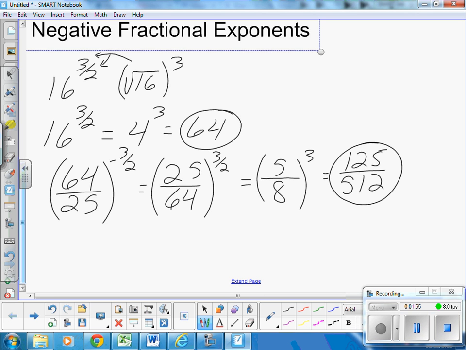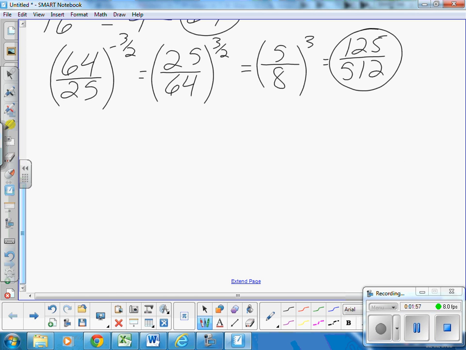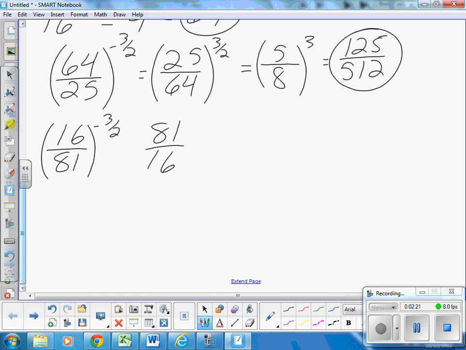Let's look at another example. 16 over 81, again to the negative 3 halves. That means I'm going to take this to the third power and to the half power. The half power is the square root, but first of all, because it's a negative exponent, I do 81 over 16, the reciprocal, and now it is to the positive exponent.